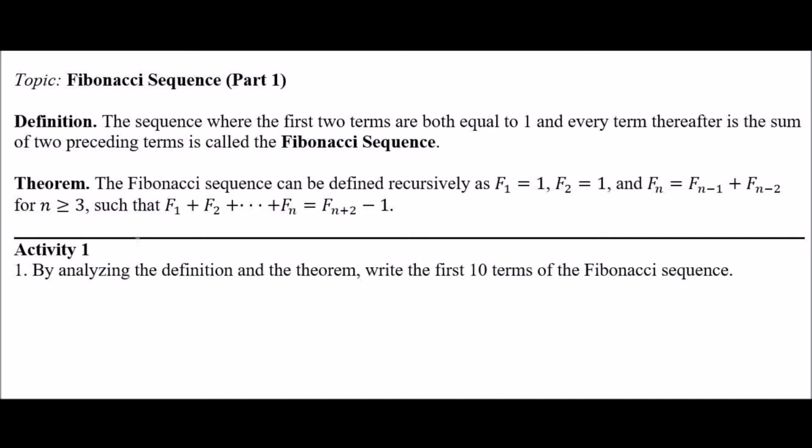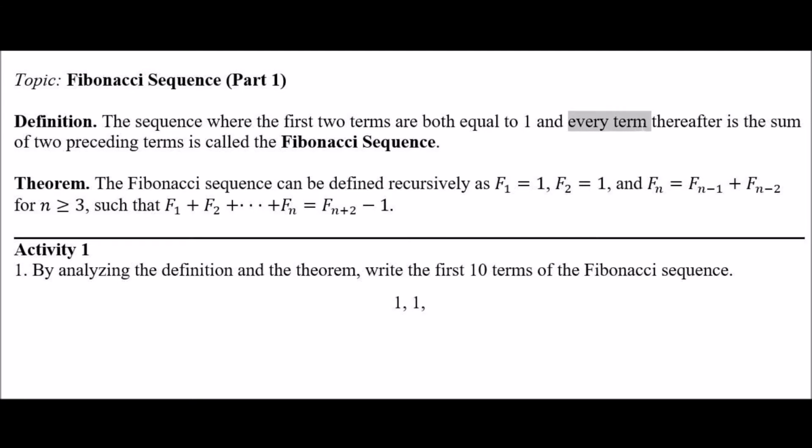Now, we proceed to activity 1. In number 1, by analyzing the definition and the theorem, we need to write the first 10 terms of the Fibonacci sequence. So, according to our definition, the first two terms are both equal to 1. So therefore, our f sub 1 and f sub 2 are 1. So we will write it, 1 and then 1.